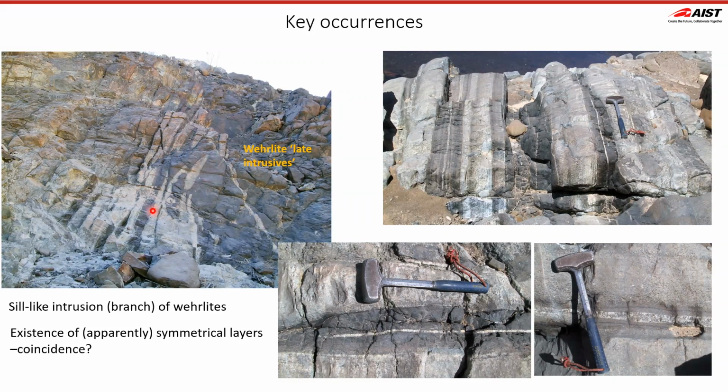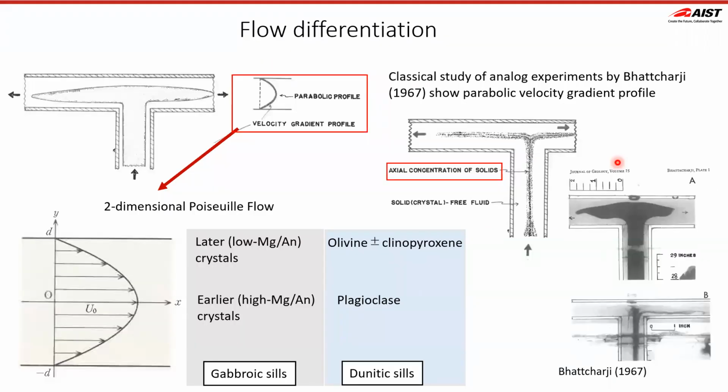In addition, we can see many symmetrical layers like this within the layered gabbro sequence. Plagioclase-rich portions commonly exist at the center of these dunitic layers. For example, here, here, and here. So we prefer to interpret such an overall phenomenon as flow differentiation.